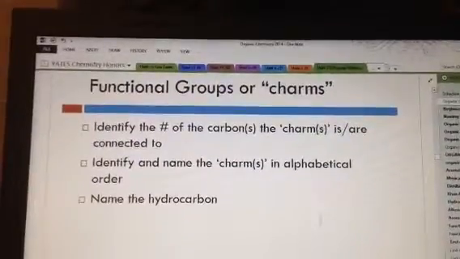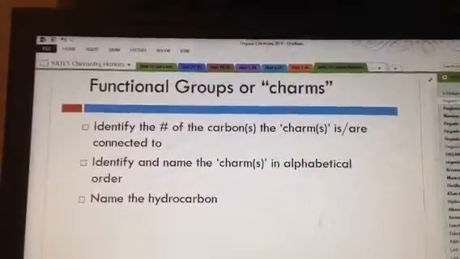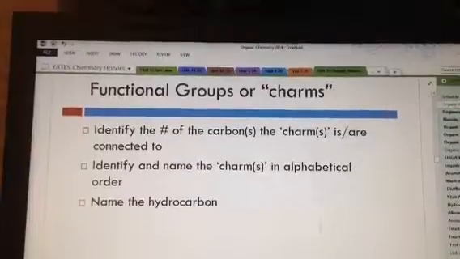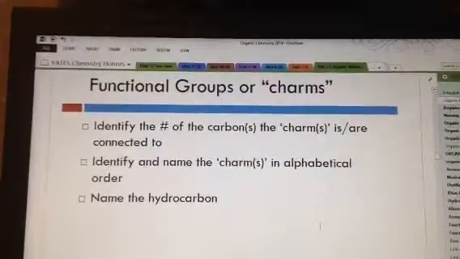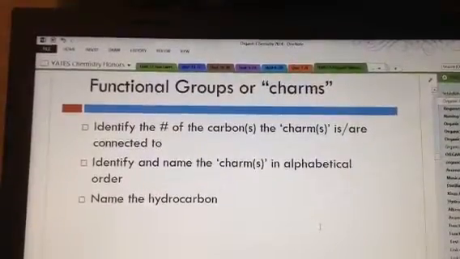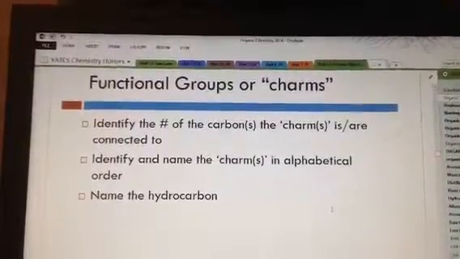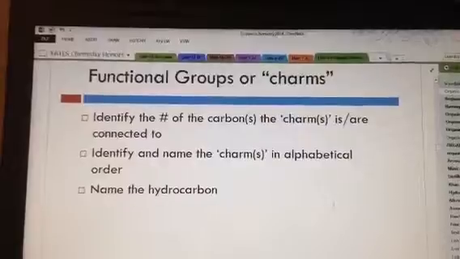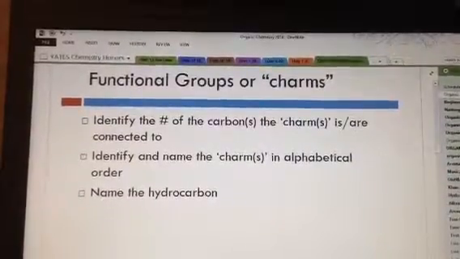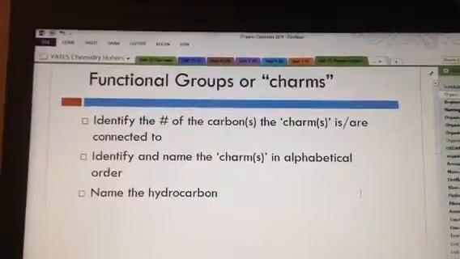So identify the number of carbons in the chains and where they are connected. Identify the name of the chains in alphabetical order, and then say the name of the hydrocarbon that makes up the main chain. So you say the chain's name before you say the branches, or I've been calling them chains. They get listed in alphabetical order despite whatever number they are. Once again, they are not said in number order. They are listed in alphabetical order and do include what number they are on.